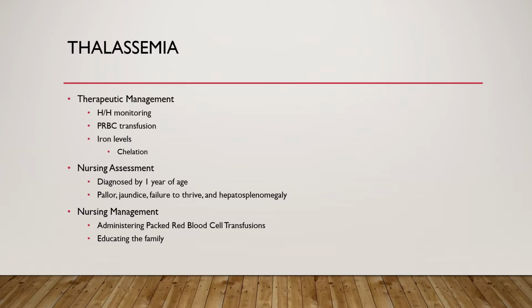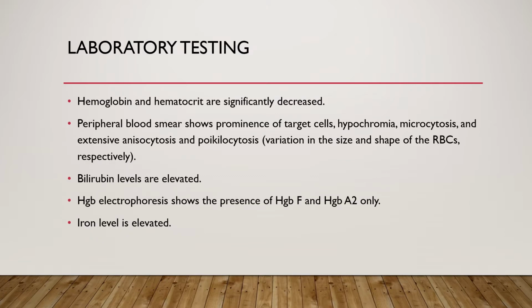Usually these kids are diagnosed by 1 year of age. They're pale, jaundiced, and failure to thrive. Remember, they're not growing the way they should, and they have enlarged livers and spleens. And so packed cells and educating the parents how to deal with all this is important. And here's your lab testing. I'll let you read through that.